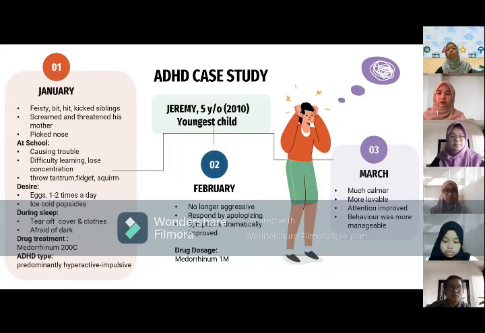Okay, last but not least is our ADHD case study. Our ADHD case study focuses on Jeremy. Jeremy is a 5-year-old Latin American boy in Arizona with a mohawk style of hair. Jeremy is the youngest child in the family, yet when he first came to the doctor, the other siblings were afraid of him. He beat, hit, and kicked his 12-year-old brother and 17-year-old sister. When his mom attempted to discipline him, Jeremy screamed and threatened his mother.